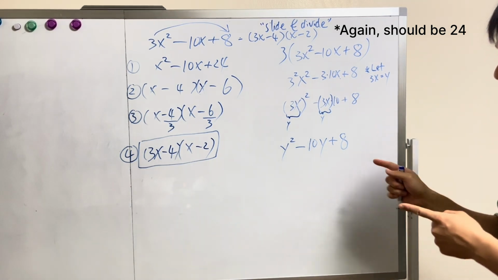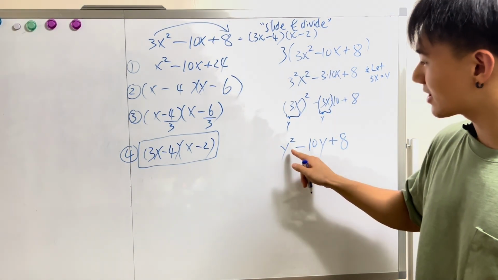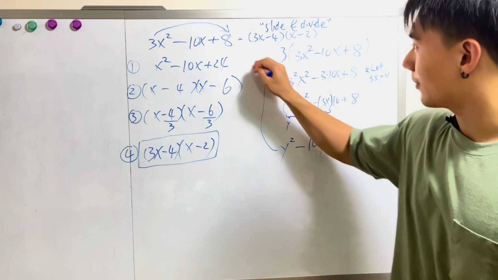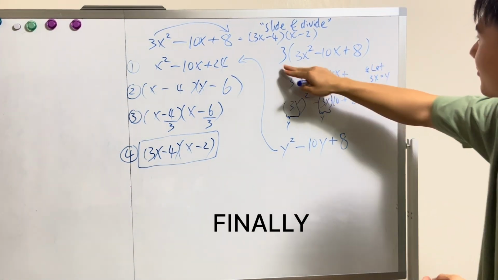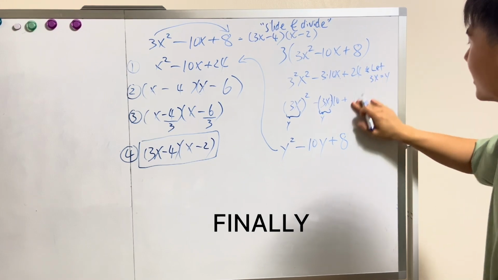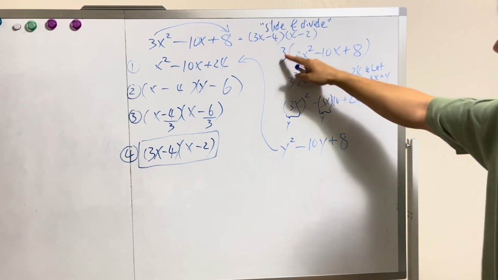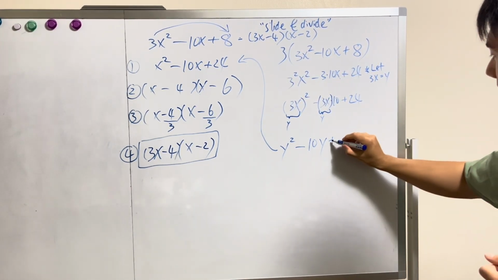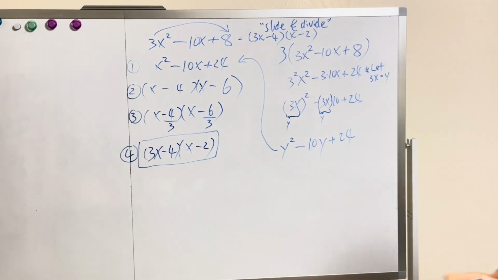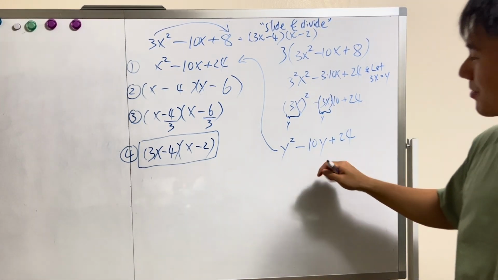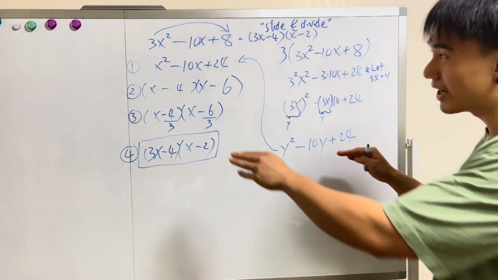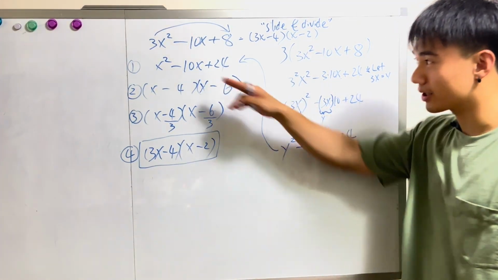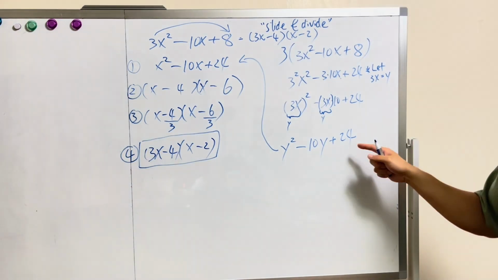Now, if you look at this, and if you compare this with our first, hold on a second, I forgot to multiply the 8 by 3. It's going to be 24 here, right? Okay, so now if you compare this, even though they have different variables, don't worry about that. They have the same look. All the coefficients match up.